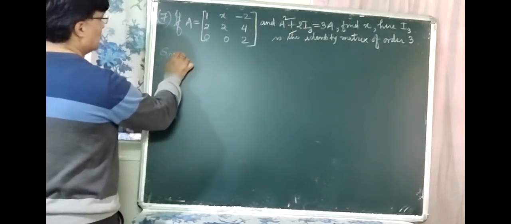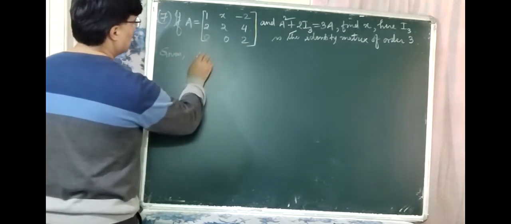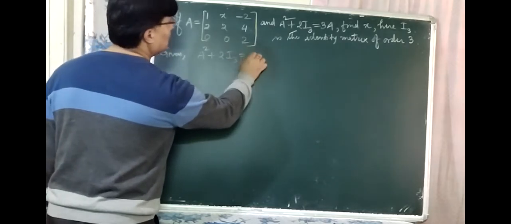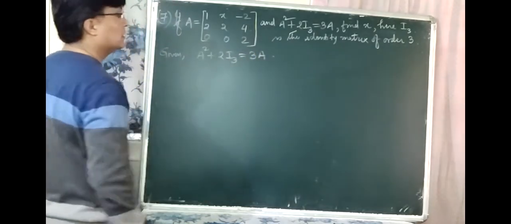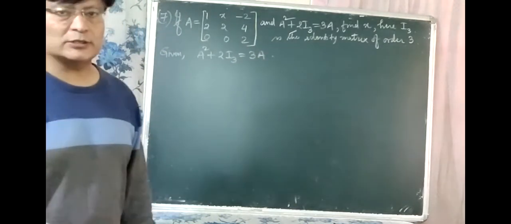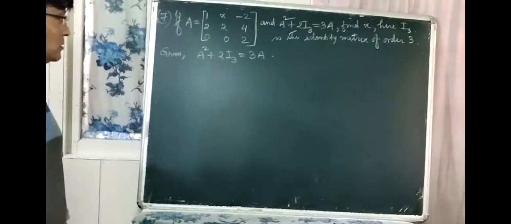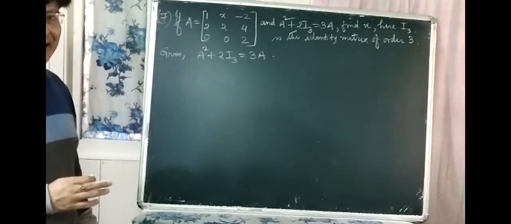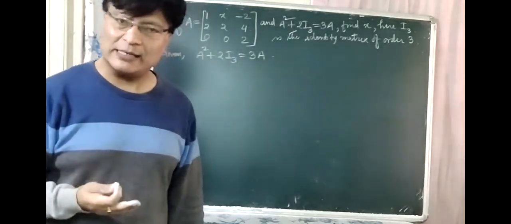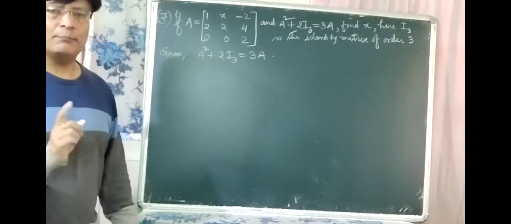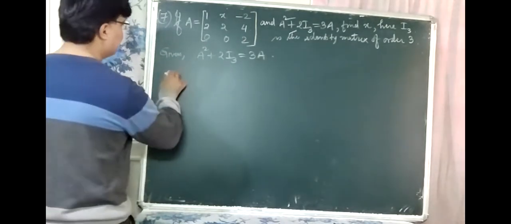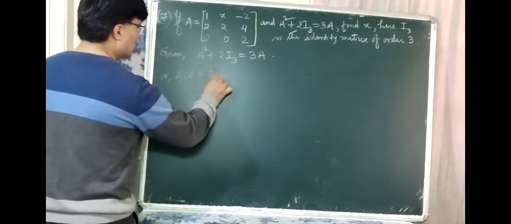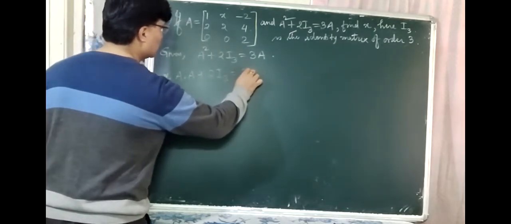The given equation is A squared plus 2 I3 is equal to 3A. This is known as a matrix equation, because this equation is given in terms of the matrix A and the identity matrix I3. What is A squared? A dot A plus 2 I3 is equal to 3A.